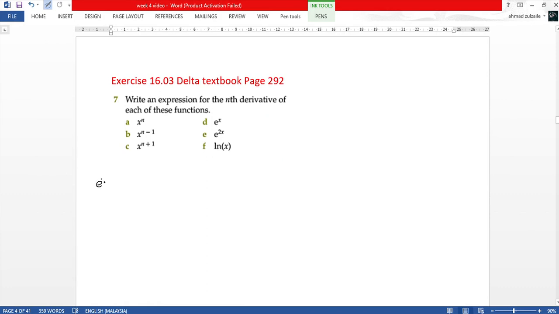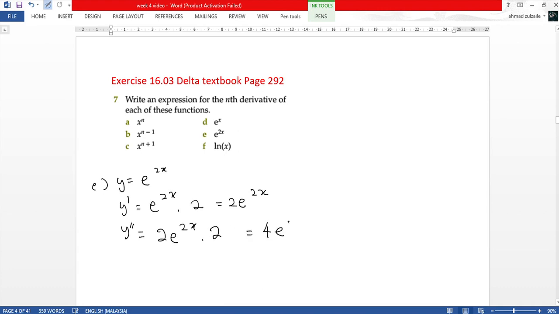Okay, y equals e to the power of 2x. So y prime: first, copy your question, then differentiate your function. Differentiating 2x gives 2, so y prime is 2e^(2x). Second derivative: copy your question back, nothing happened to it. After that, you differentiate the function and multiply by 2, so y double prime is 4e^(2x).